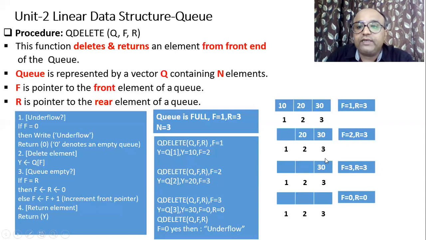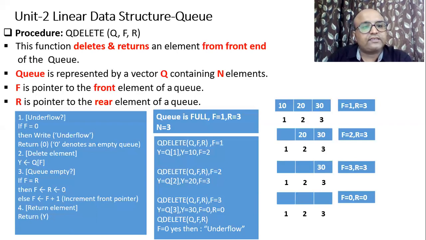And when you try to delete the last element of a Q, obviously at that time both pointers point to the same single element, and that is why both pointers have the same value. That indicates we now set both pointers to 0. So now F will become 0 and R will also become 0. And now your Q becomes totally empty. Correct?